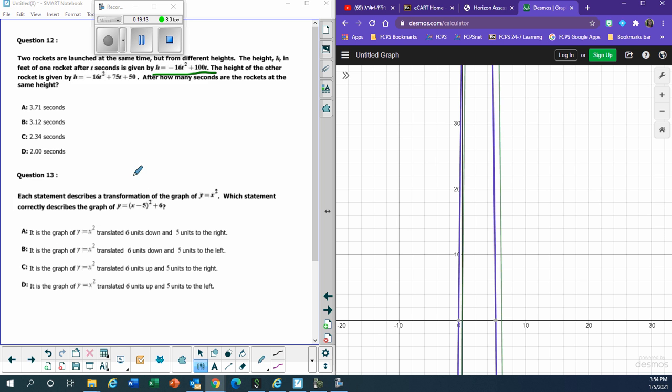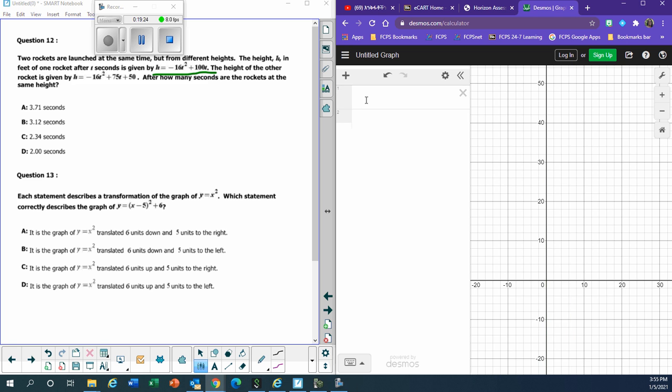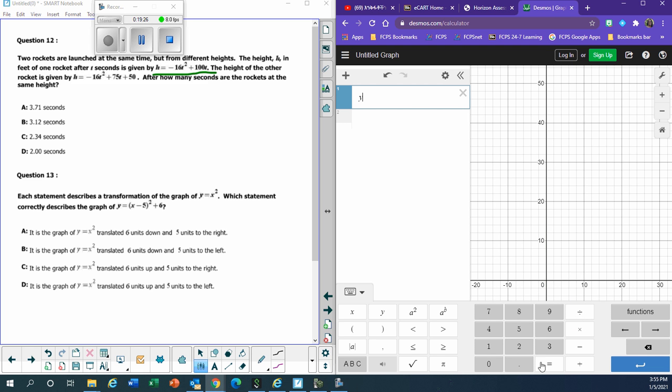All right, number 13 is more of, I think, unit 1 where we learned this. It says each statement describes a transformation of y equals x squared. So what I'm going to do is just draw what y equals x squared looks like. This is what it looks like.